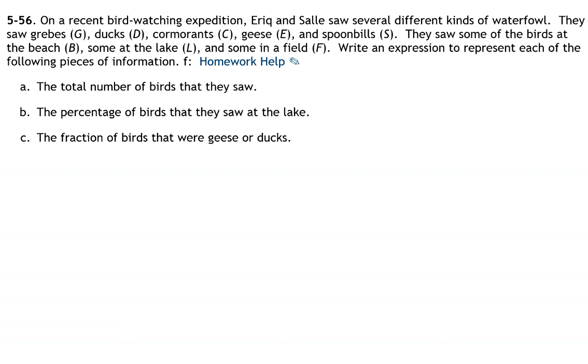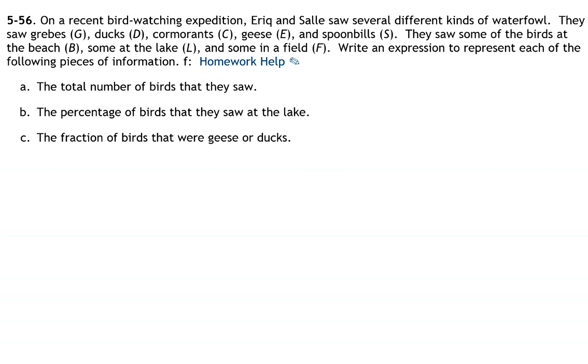On a recent bird watching expedition, Eric and Sally saw several different kinds of birds. They saw grebes, G, ducks, D, cormorants, C, geese, E, spoonbills, S. They saw some of the birds at the beach, B, some at the lake, L, and some in a field, F. Write an expression to represent each of the following pieces of information.